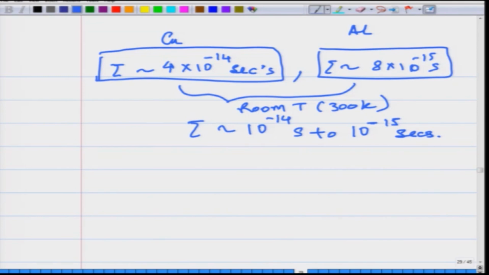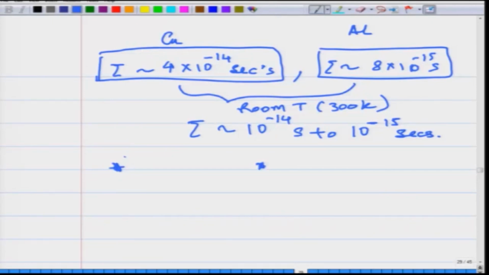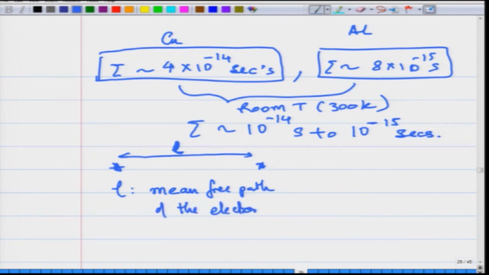Now, with this concept in place, let us start exploring the outcomes of the Drude's model a little further. Since we already have some quantitative things, let us try and estimate what is going to be the mean free path of the electron, which is the average distance which is travelled by the electron between two successive collisions. L is the mean free path of the electron. The average distance which is travelled by the electron between two successive collisions is the mean free path. So, let us try and estimate the mean free path of the electron.